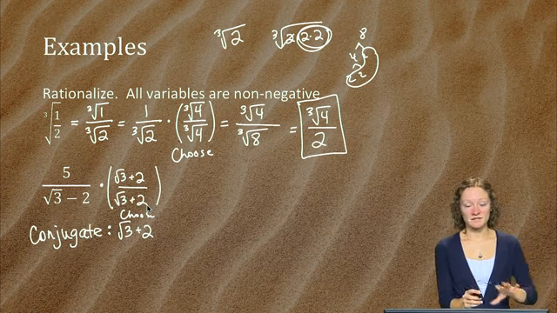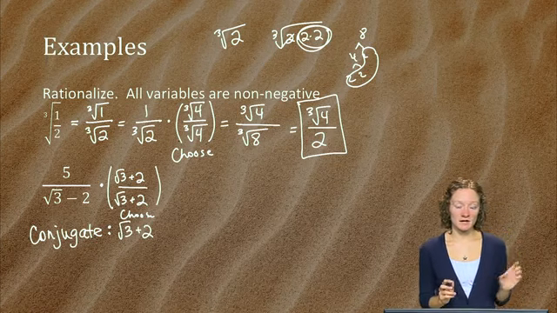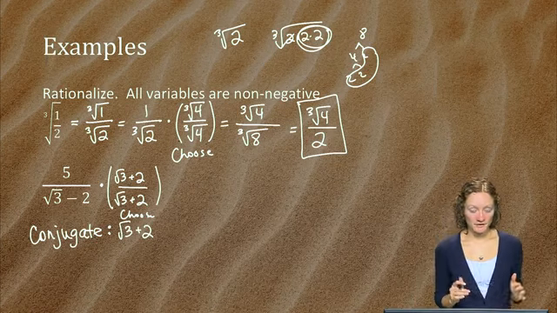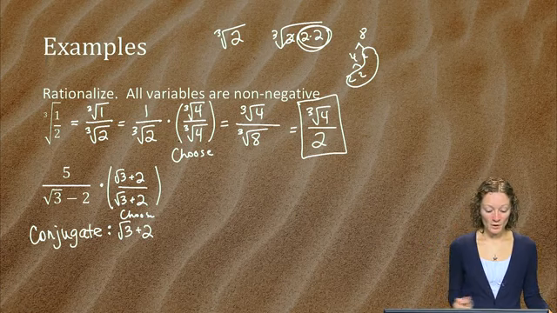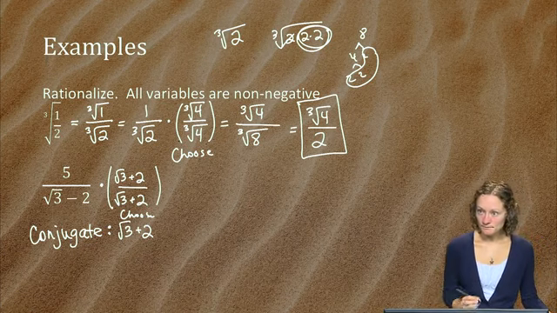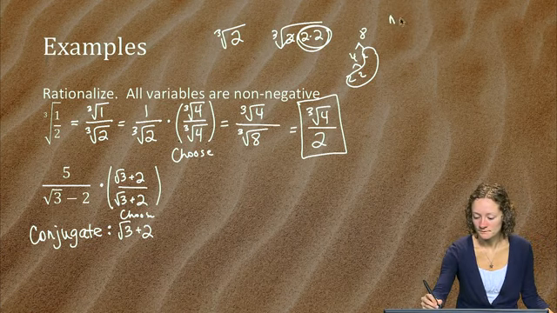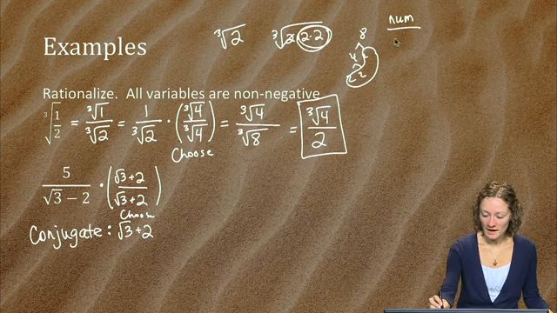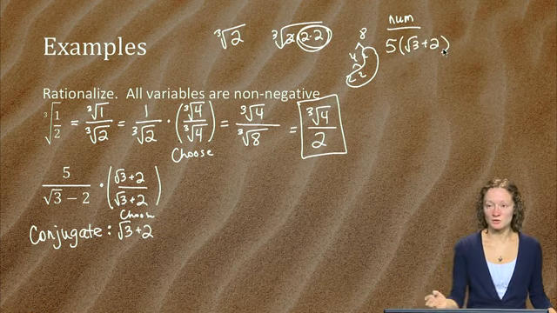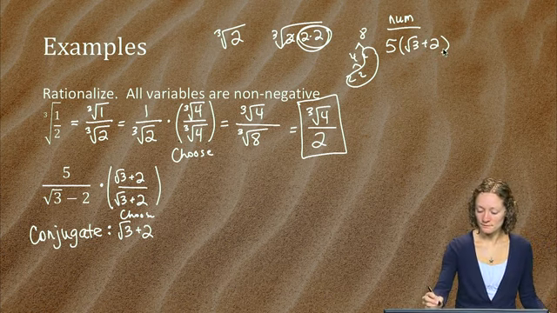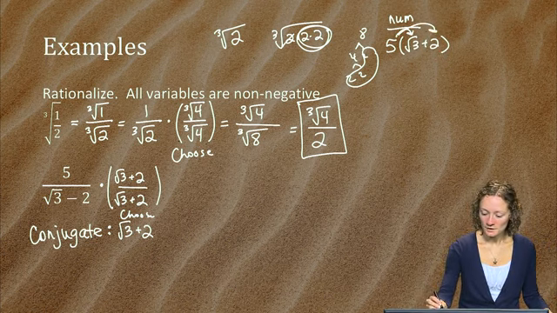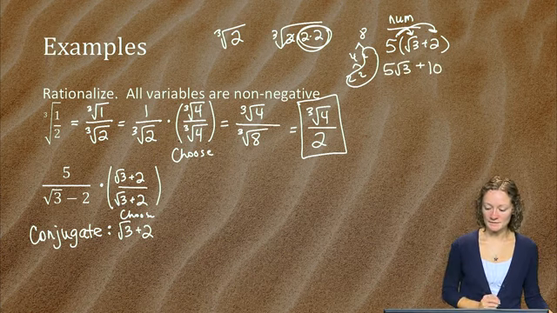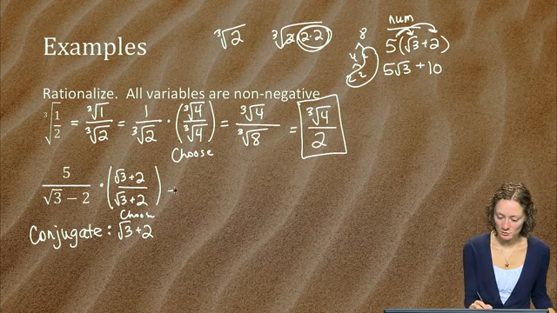And you'll see why. It's the same reason that a minus b times a plus b simplified down to something nice, a squared minus b squared. All right, so now we have to carry out each of these multiplications. So the numerator has 5 times the quantity square root of 3 plus 2. So distribute. 5 times square root of 3 is 5 root 3. 5 times 2 is 10. Nothing else you can do with that numerator.